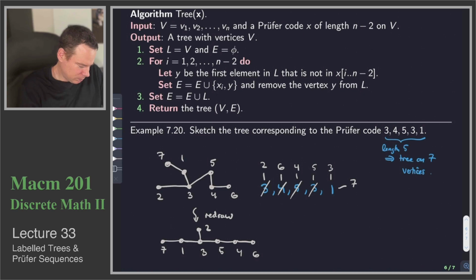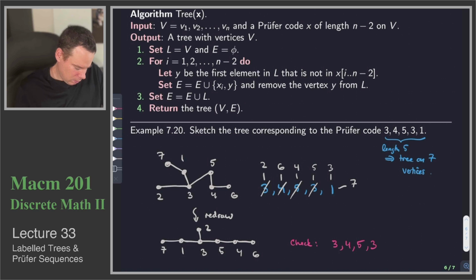Let's do a quick check. Always a good idea to do a check. We've now got the tree drawn, so we know we can quickly get the code from it. What's the smallest leaf? The smallest leaf is the 2. Its neighbor is the 3. So we'd write down a 3, and then we'd get rid of that 2. Now what's the smallest leaf? The smallest leaf is a 6. Its neighbor is the 4. So we'd write down a 4, and then the smallest leaf is a 4, so then we'd write down a 5. And then the smallest leaf is a 5. We'd write down the 3. So we get a 4, 5, and 3.